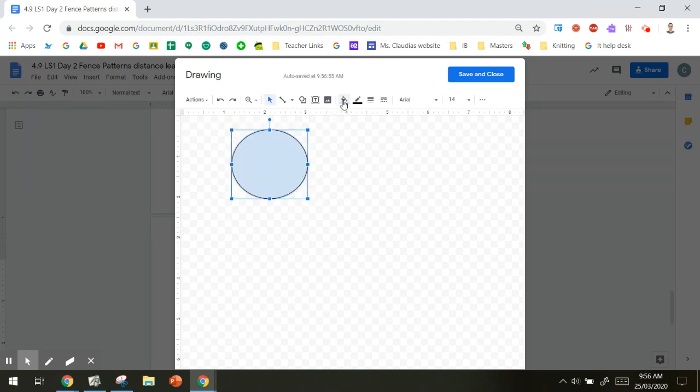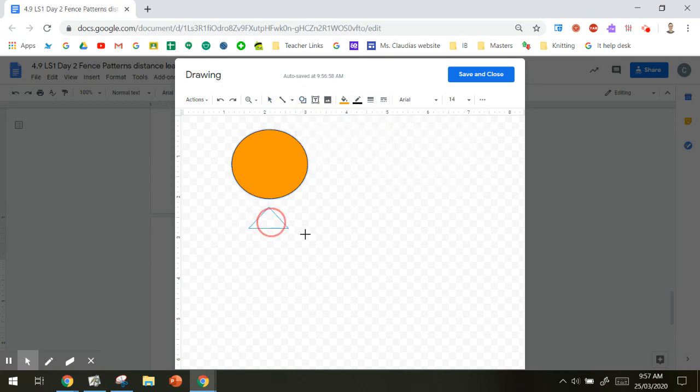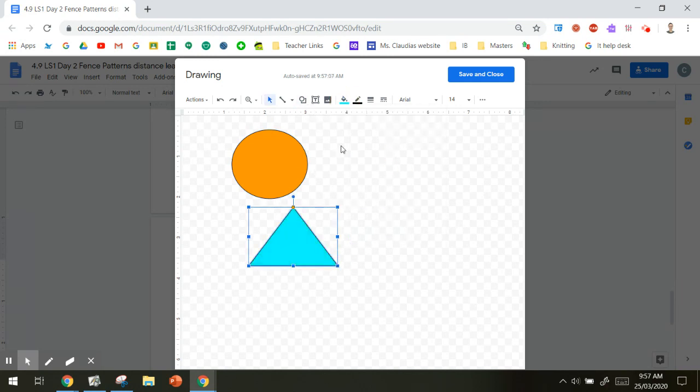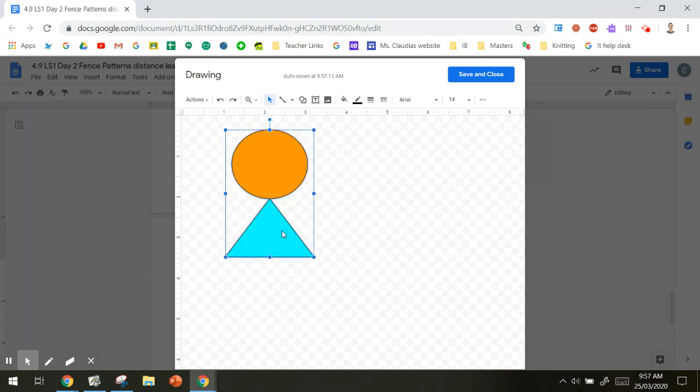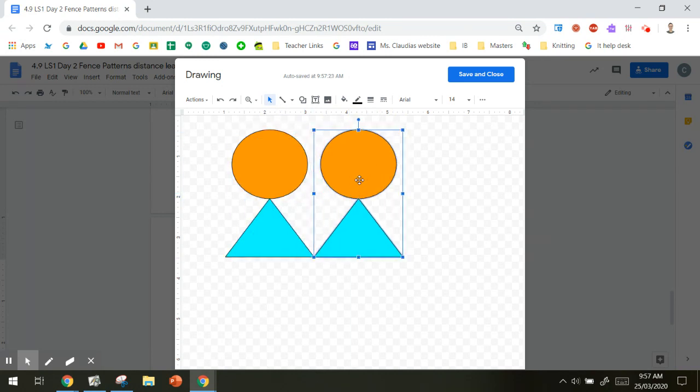And let's say I want to change the color. So let's make this orange. And then I want another shape. I want a triangle. But I don't want an orange triangle. I want a blue triangle. And then I can just move it around. And if I want to copy it, I just click what I want to copy, press Control C, Control V. Yep, that looks like a person. It does, but this is my fence.